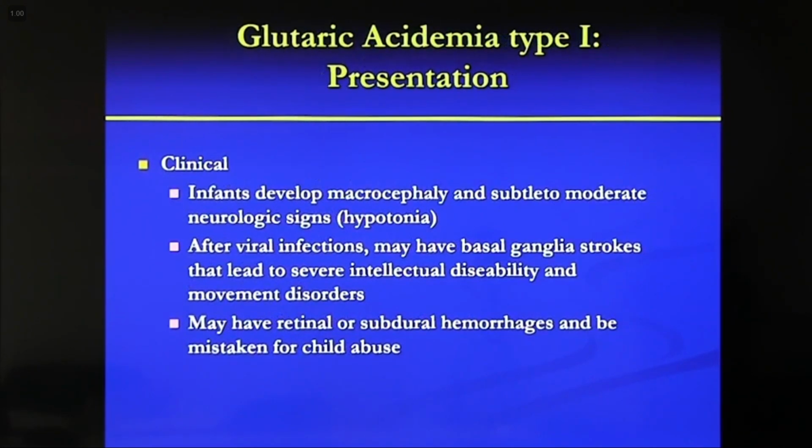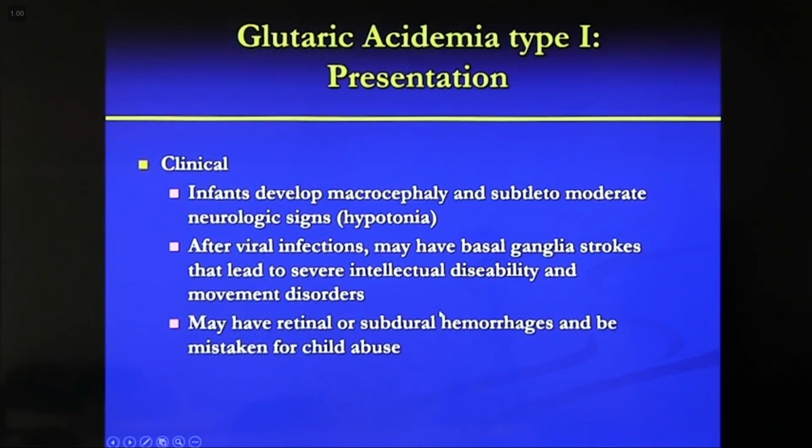The second condition that I'll talk about that's in the miscellaneous category is glutaric acidemia type 1. And this is important because infants develop macrocephaly and subtle neurologic signs, so they can have hypotonia. But this creates a catastrophic event in some of these patients after a viral infection, usually at about age a year, 18 months, and all of a sudden they have a big stroke in their basal ganglia. And it leads to severe intellectual disability and movement disorder that is almost impossible to treat.